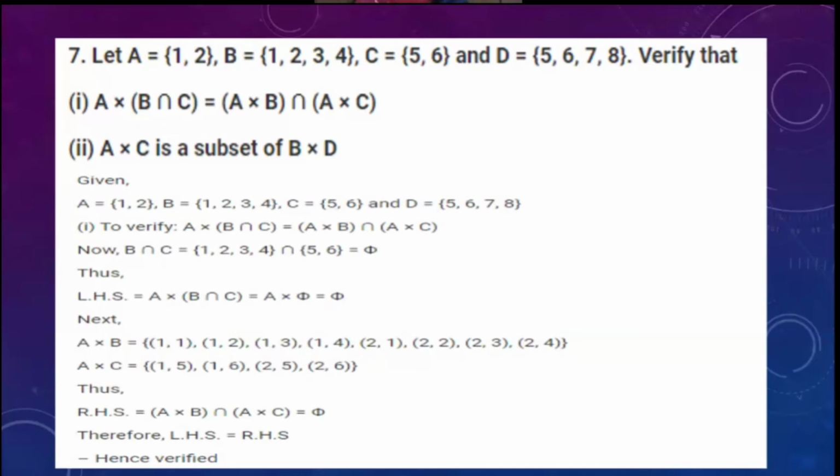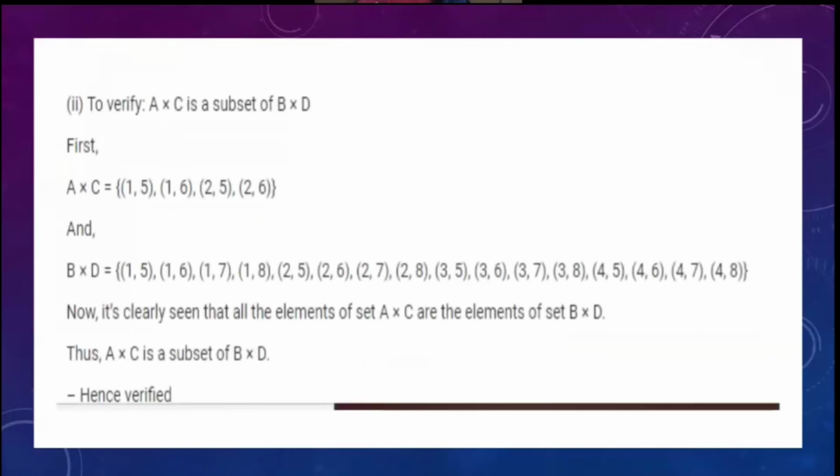And the second bit is A into C is a subset of the Cartesian product B into D. Subset means whatever ordered pairs are there in A into C, all of them are there in the Cartesian product B into D. See here, A into C: (1, 5), (1, 6), (2, 5), (2, 6), and B into D. For B into D, find the product.